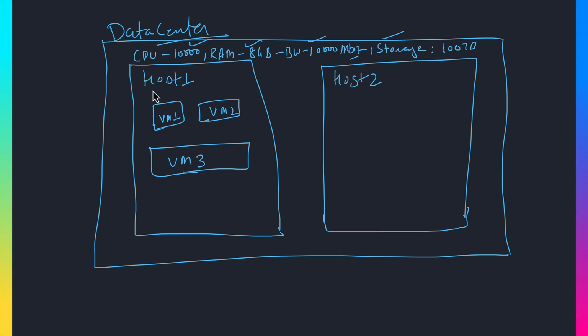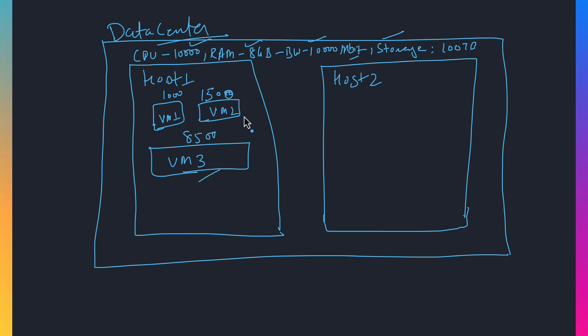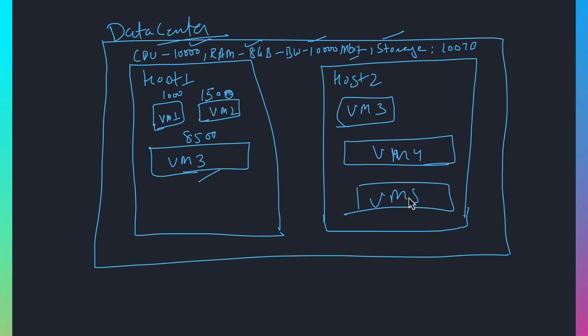So for CPU, let's say host 1 is going to host a virtual machine of 1000 MIPS, a second virtual machine of 5000 MIPS, and a third virtual machine of, not 5000, maybe I think we keep it a little bit shorter, that is 1500 MIPS, and the rest, close to 8500 MIPS, is the requirement of my virtual machine 3. So if the requirement is met, all my virtual machines are going to be hosted on host 1 as well as host 2, depending upon the configuration we are looking at. So let's say virtual machine 3 is going to be hosted over here, virtual machine 4 is going to be hosted over here, and virtual machine 5 is going to be hosted over here.